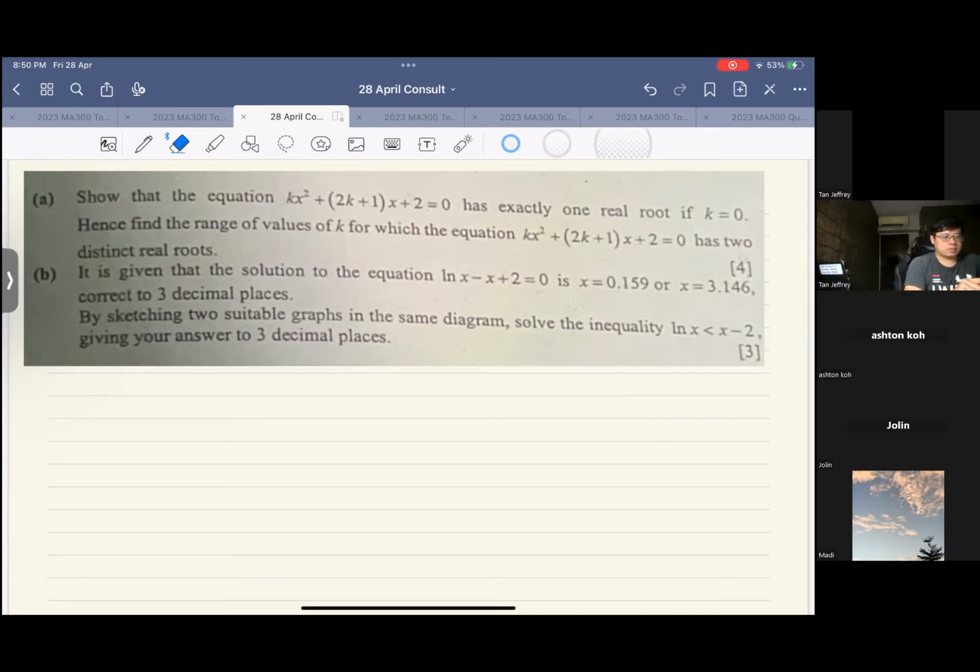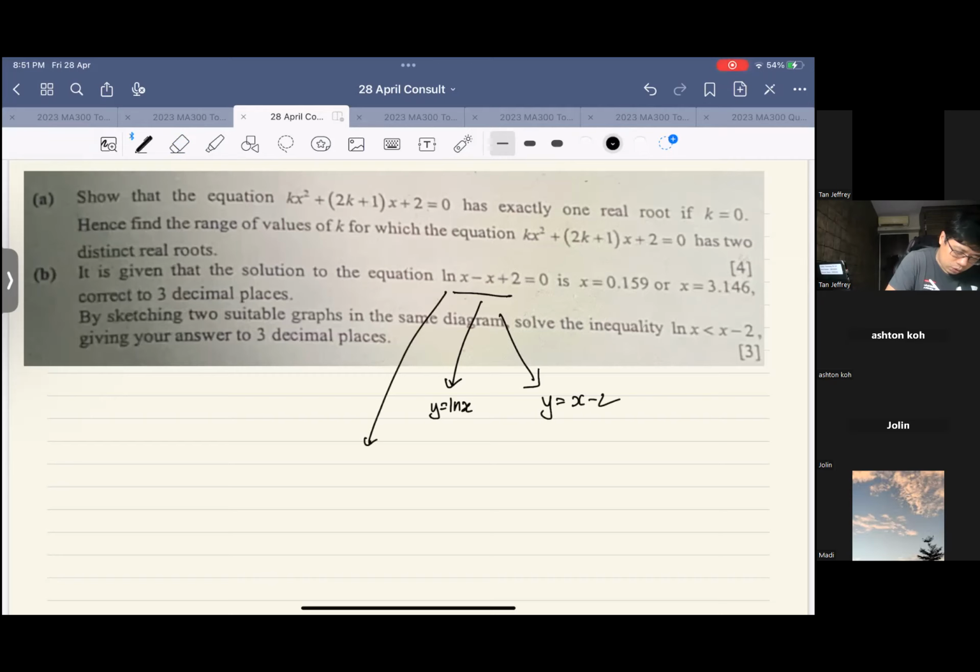For B, right? Do I solve the equation, then after that I sketch the graph? I solve the equation and then I check the graph. No need to solve because you can't solve. What you do is you sketch the graph first. So this one, you sketch y equals ln x and you sketch y equals x minus 2, because this equation is the same as ln x equals x minus 2.